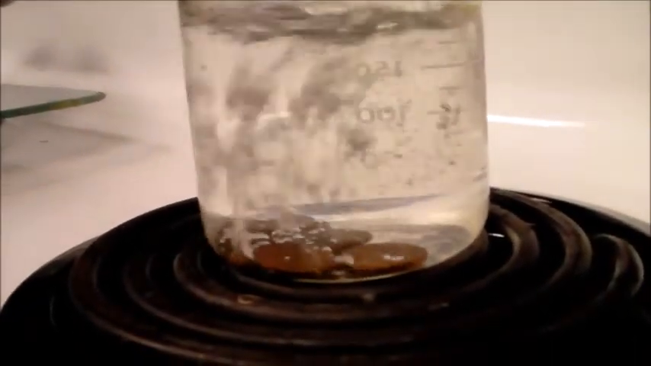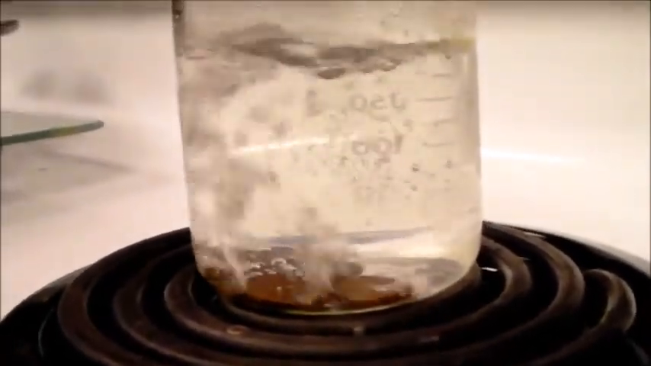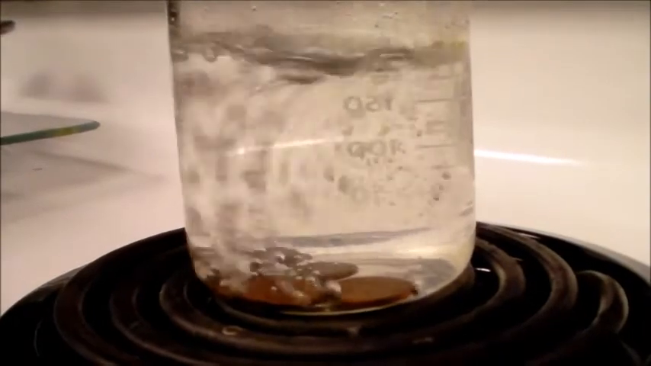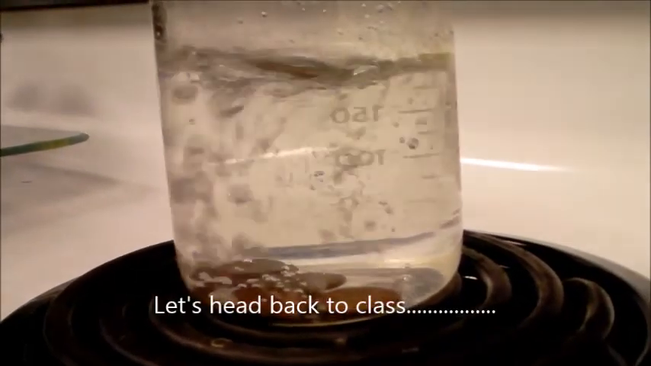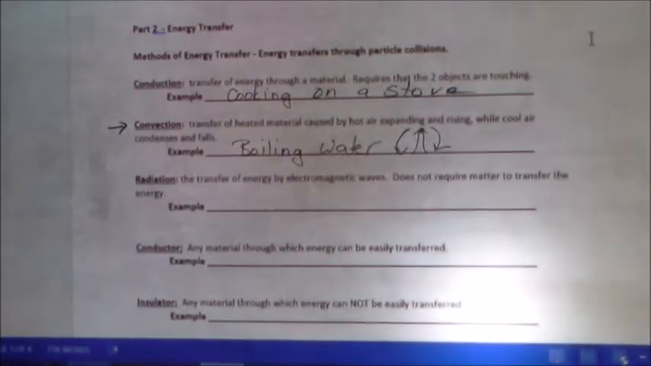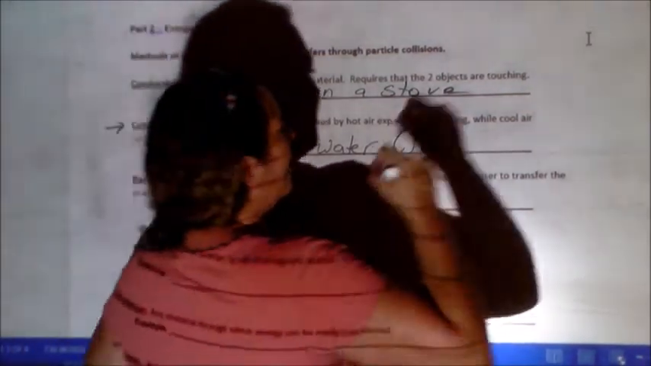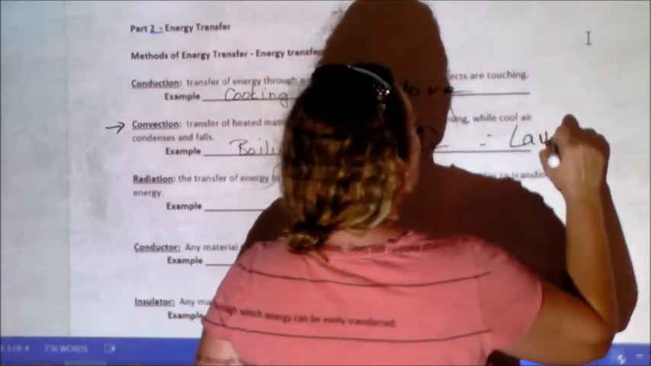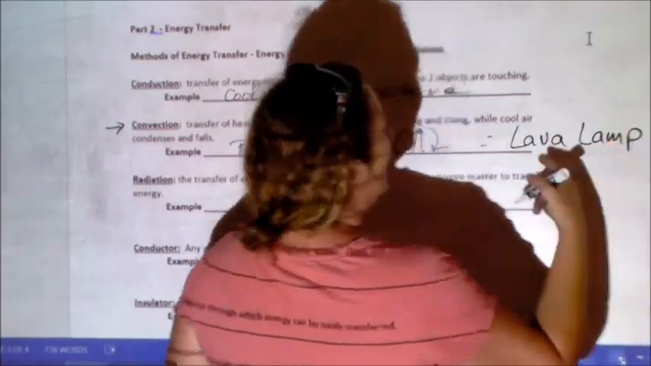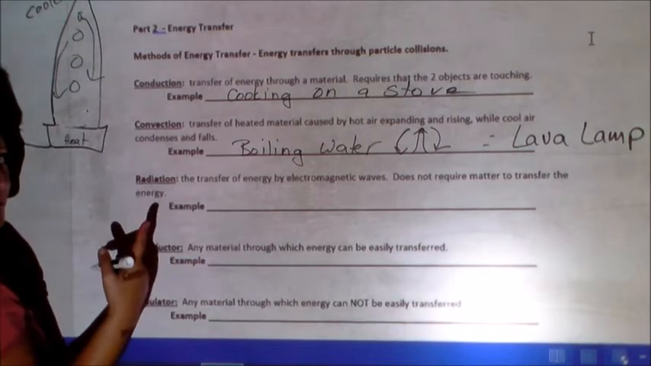Conduction is when two things are touching and the heat is transferring from the metal coils to the bottom of the beaker, then transferring from the bottom of the beaker to the water. Another really good example of convection would be a lava lamp. If you want to see this in action, Google a lava lamp.